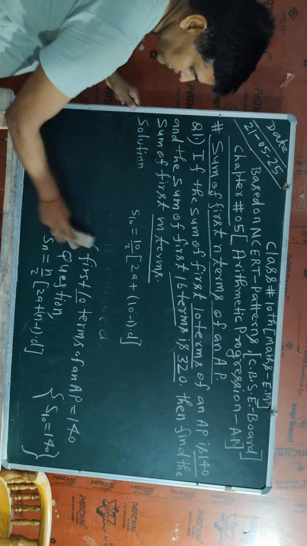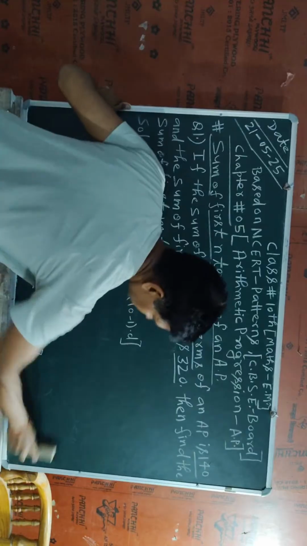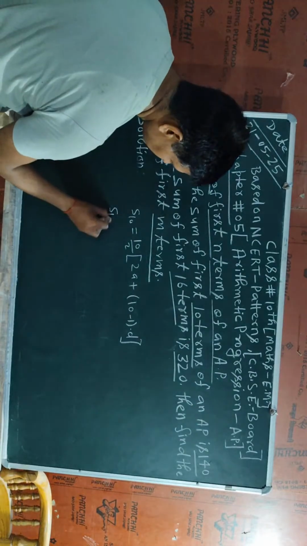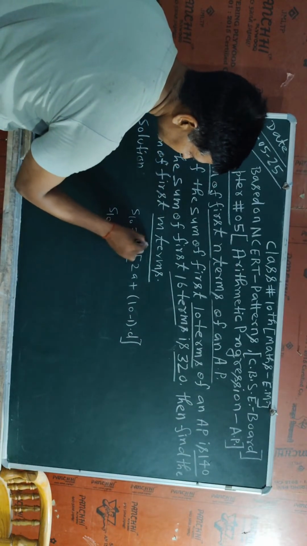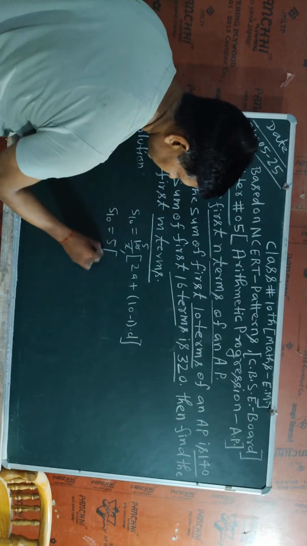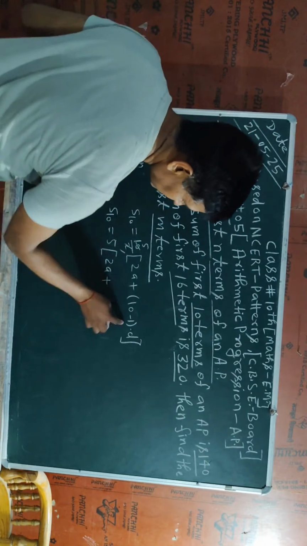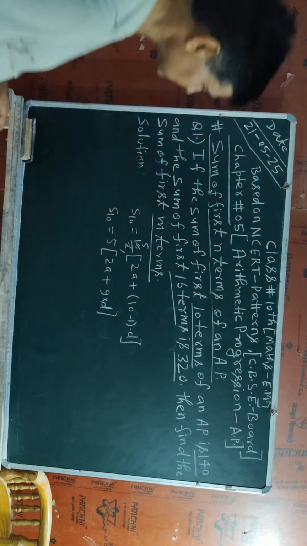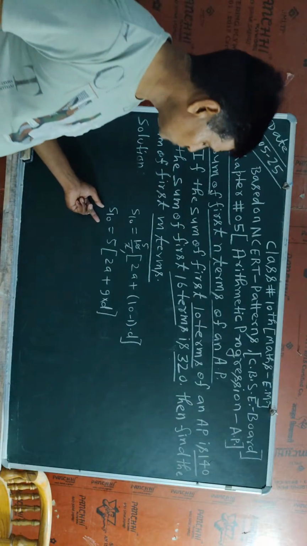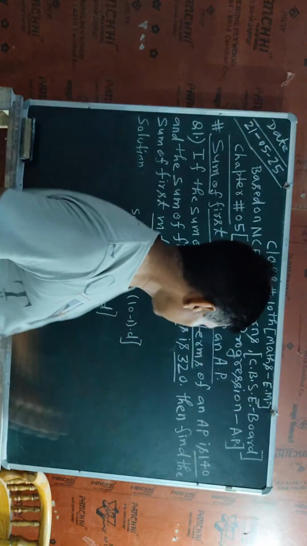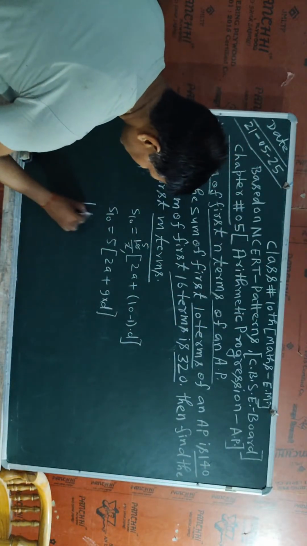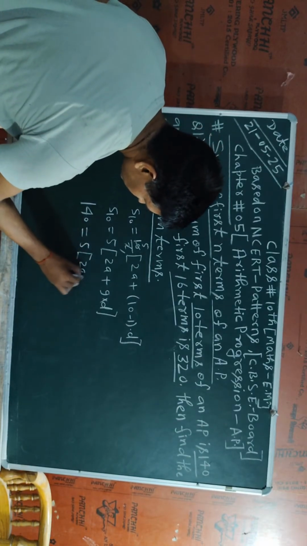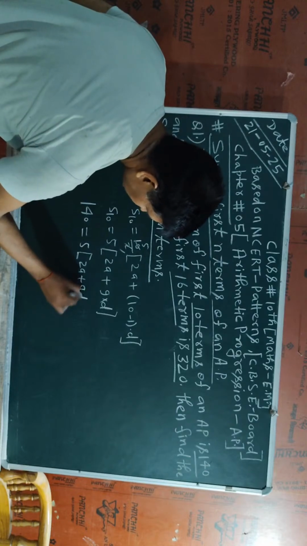So this is the information available in the question. Further I am going to substitute this value. Now S10, which is 10 by 2, is 5. Here I will put 2a plus (10 minus 1), that is 9, into d. Okay student, so I can write like this. Now I put the value of S10 equal to 140. So I write 140 equal to 5. In the bracket I write 2a plus 9 into d, that is 9d.